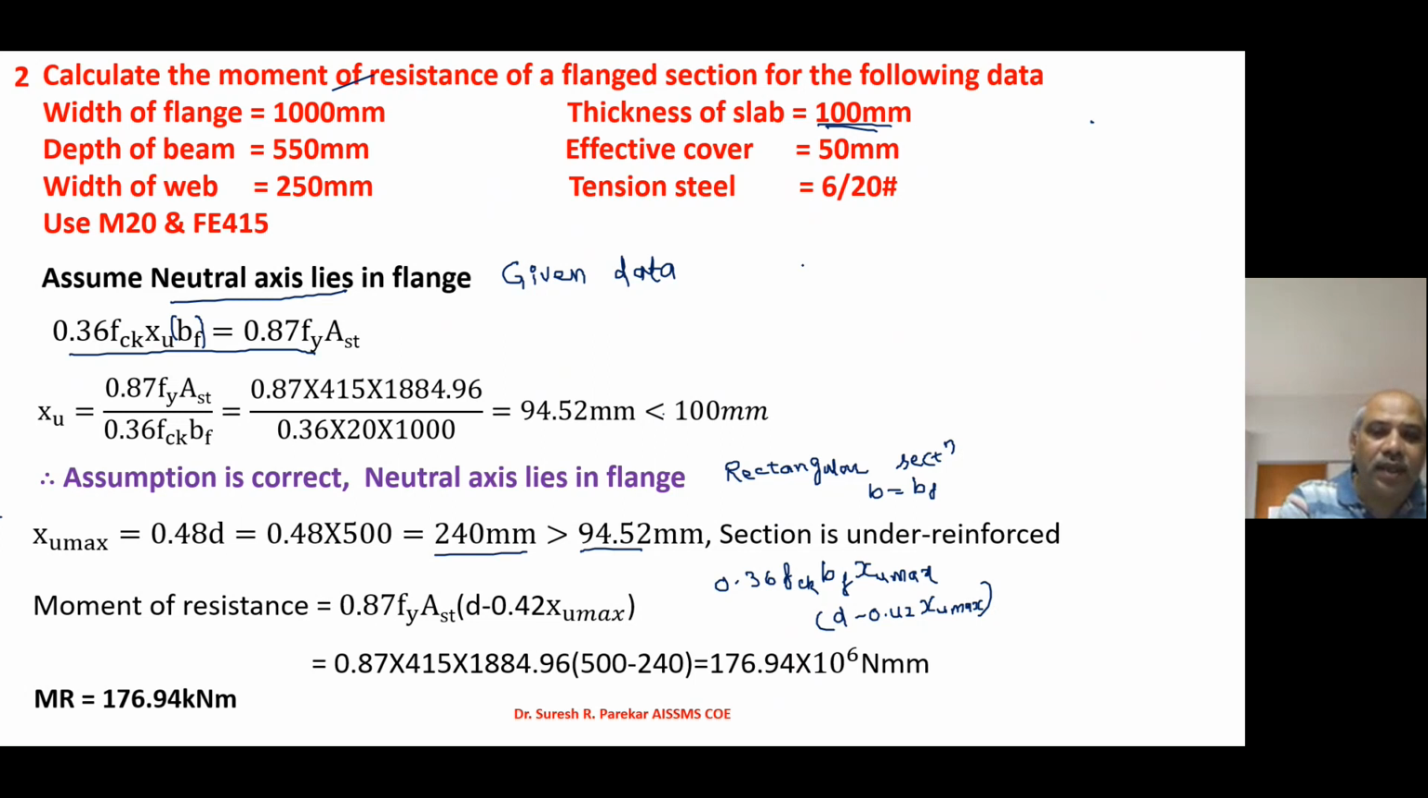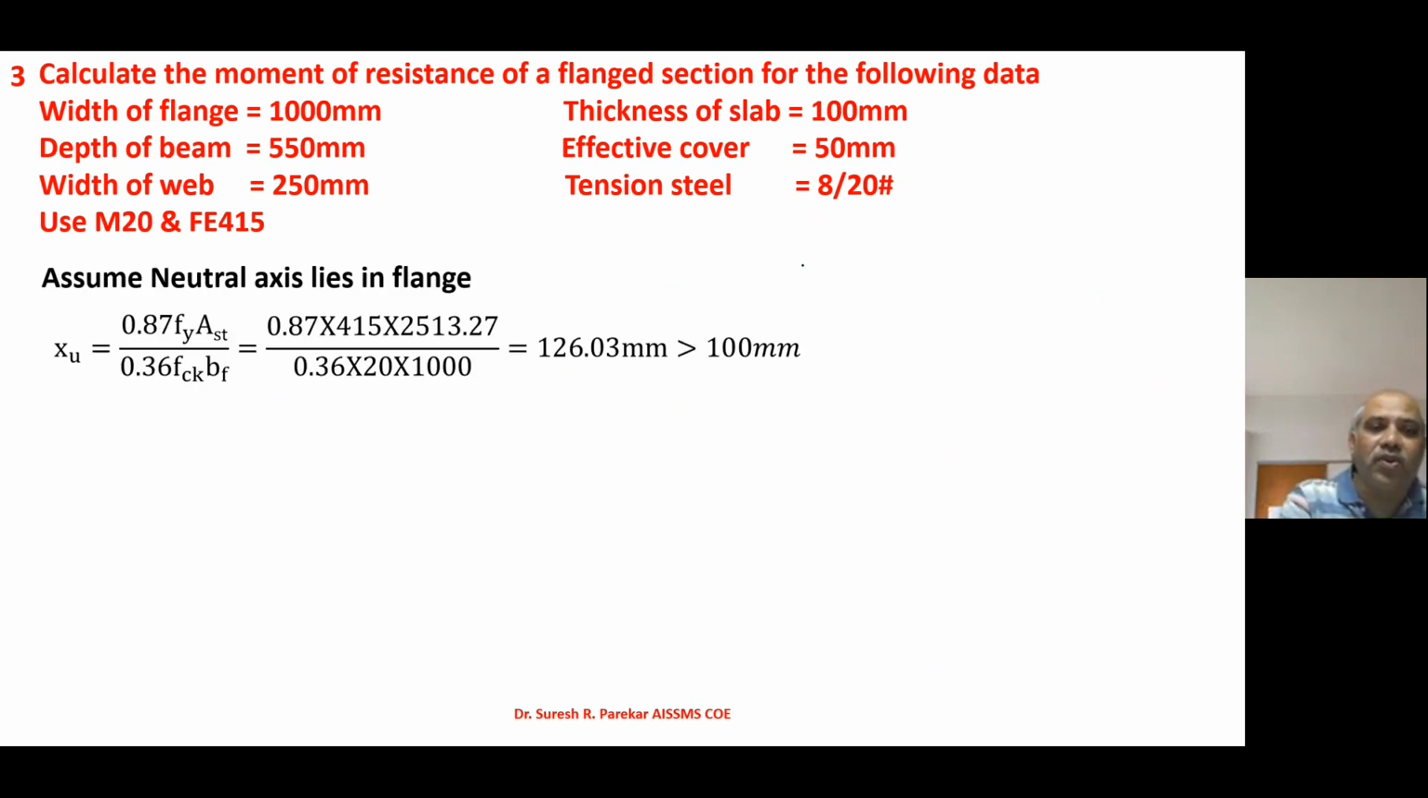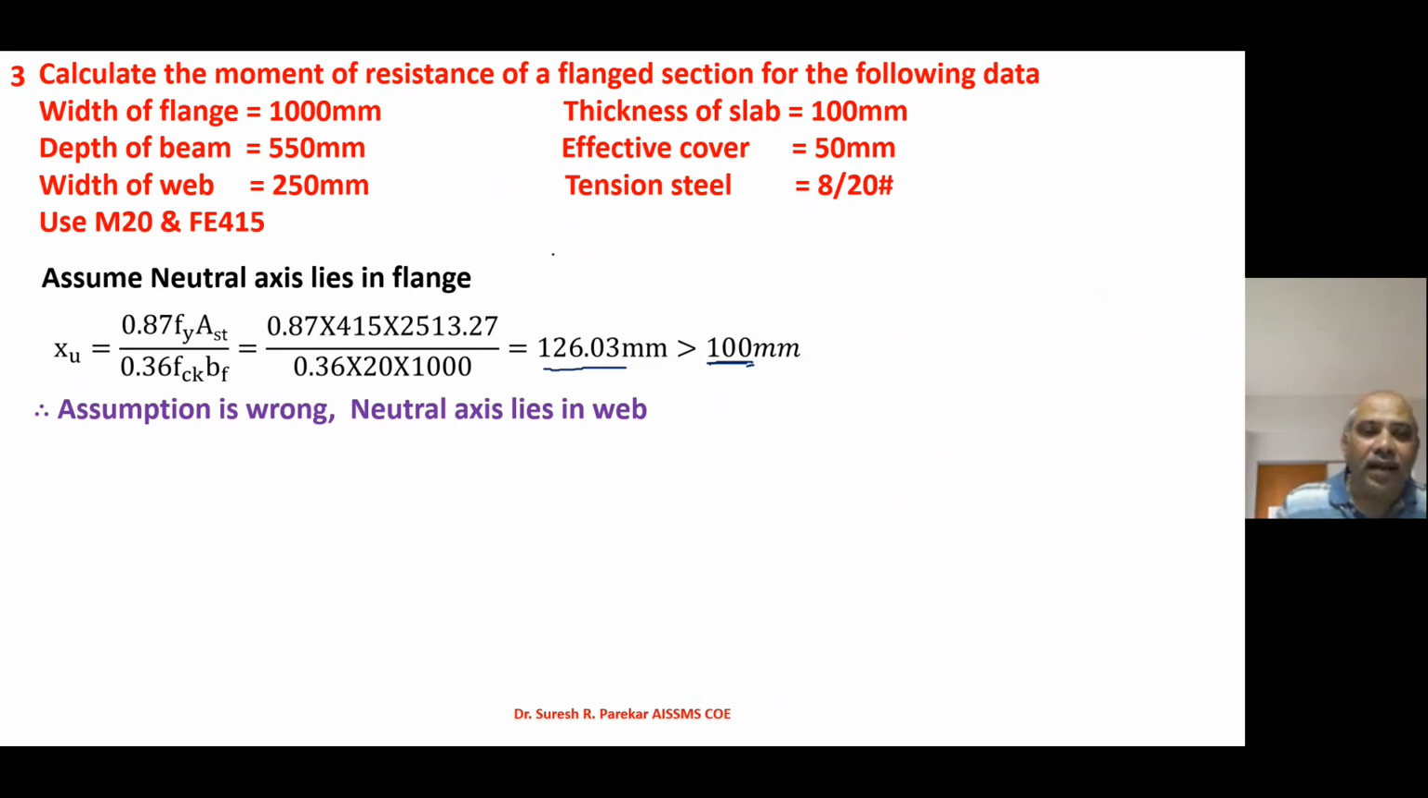Now we will switch over to the second type. Here we have to calculate the moment of resistance for a flanged section. Same problem, the data we have changed a little. Assume the neutral axis is in the flange. Now our assumption is wrong. When we substitute these values, we have Xu 126.03, which is greater than 100 millimeter, and as it is greater than 100 millimeter, that means my neutral axis lies in the web. So the assumption is wrong, and the neutral axis lies in the web.